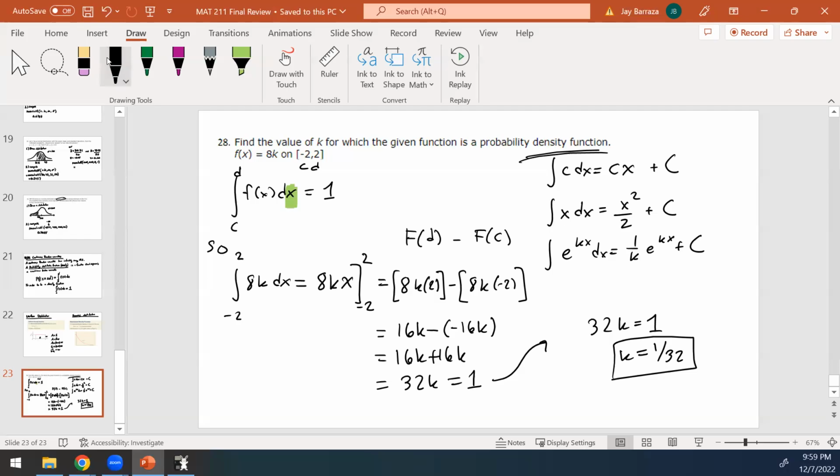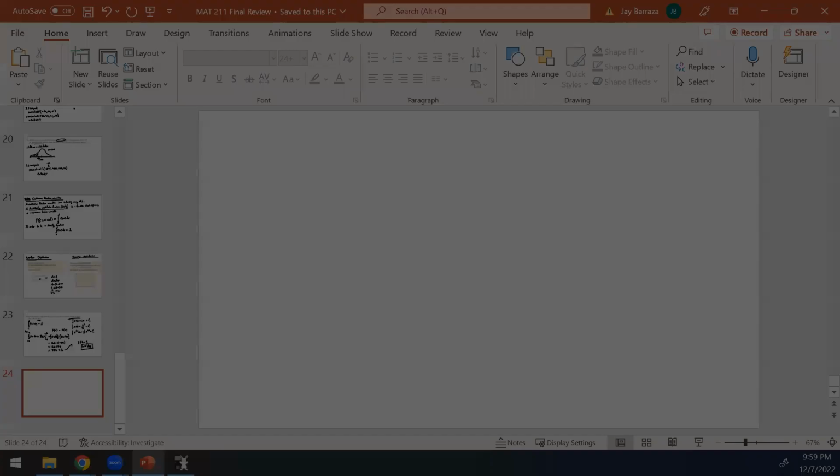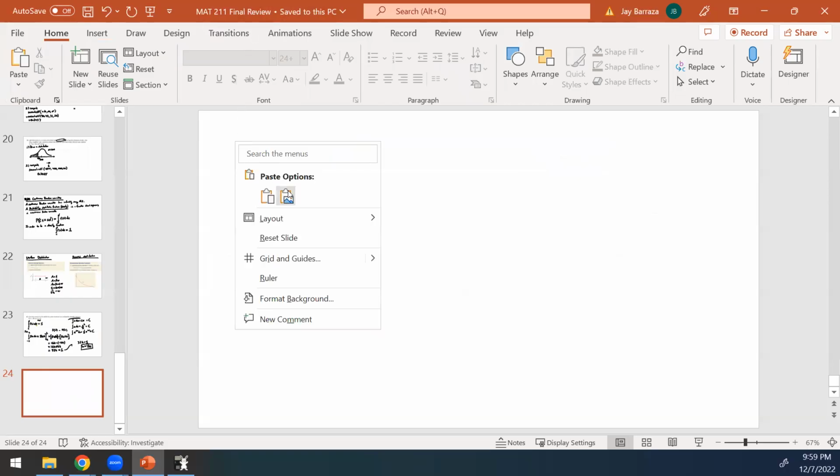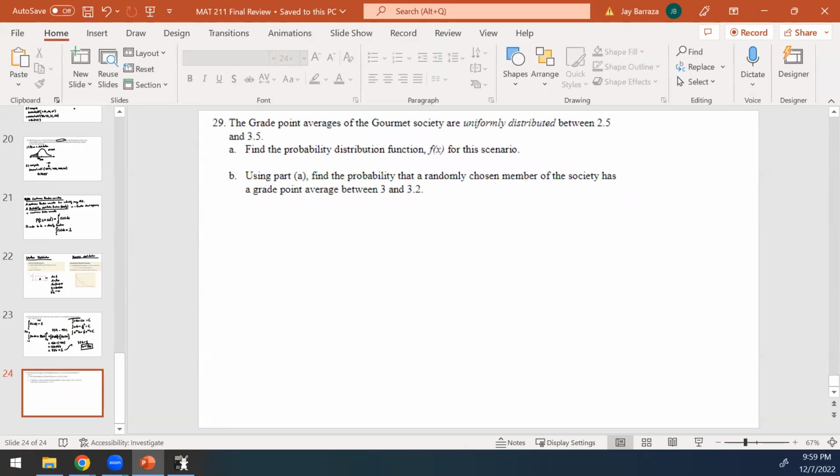All right. So that covers that example. So let's just do one uniform, and then let's do one continuous, and then we'll move on to P3, because this is the end of P2. The grade point averages of a gourmet society are uniformly distributed. See the word uniformly distributed between 2.5 and 3.5. Find the probability distribution function f of x. So step 1, draw the distribution. It does help to draw these.